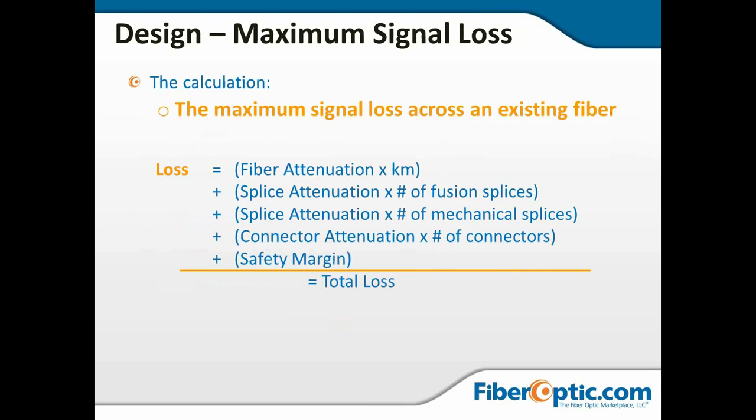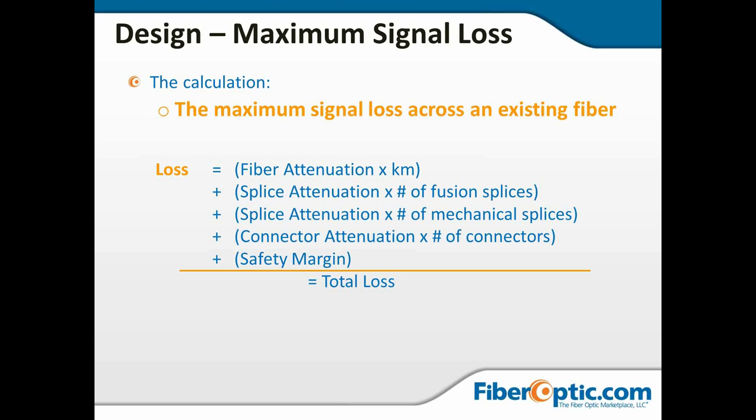Now let's put all of that together and let's look at, say we've got an existing link and we want to see what the max allowable loss would be across that link. So we're going to look at our fiber attenuation times the number of kilometers. We're going to look at our splice attenuation loss for fusion splices. We're going to look at splice losses for mechanical splices. I generally expect about a 0.3 as the max allowable for a mechanical splice and 0.1 for a fusion splice.